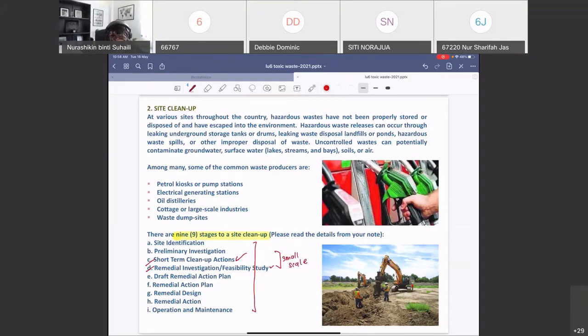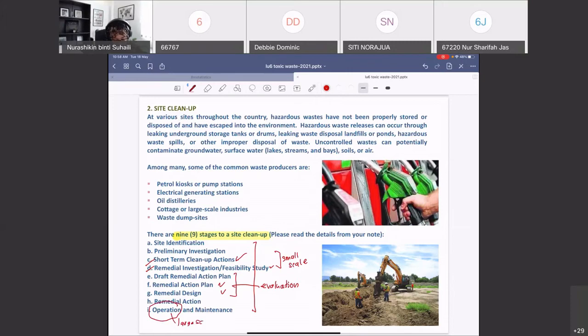Okay, and then after the remedial investigation, there is a remedial action plan, action design, and then this is actually the evaluation process. So they are evaluating whether the approach at the small scale works or not. Okay, and at the end, they go for the operation. This is the operation at the large scale.